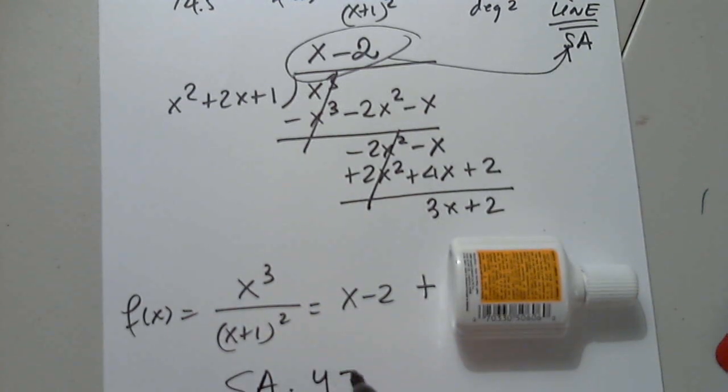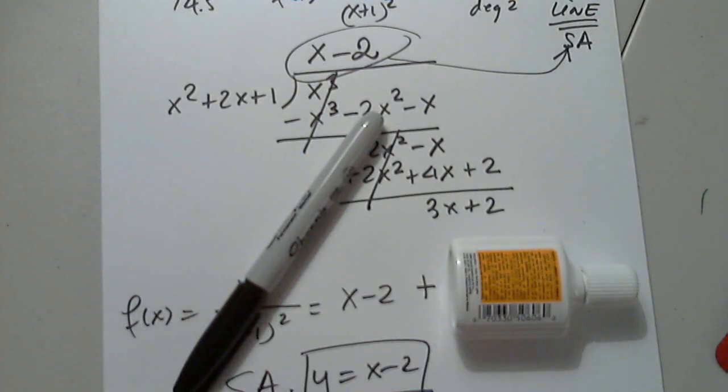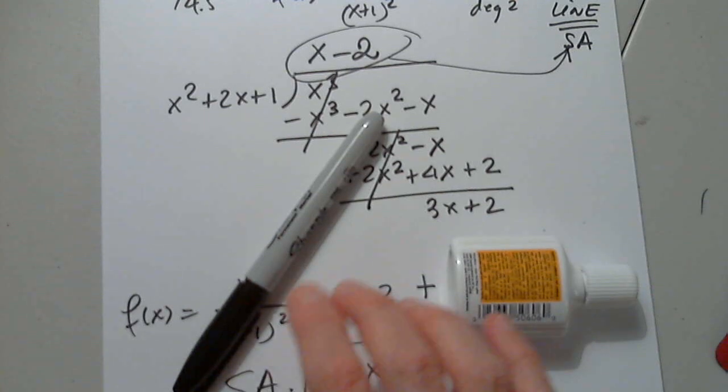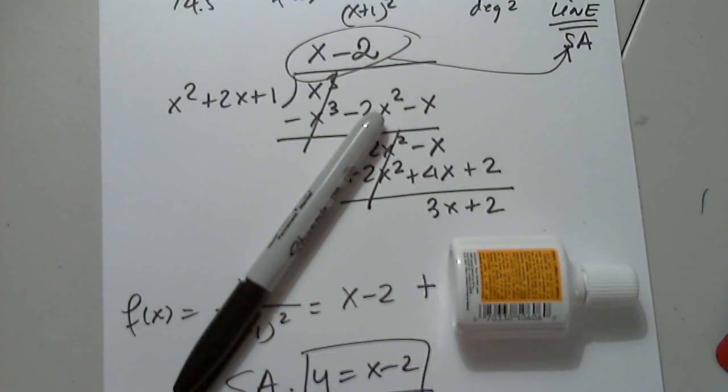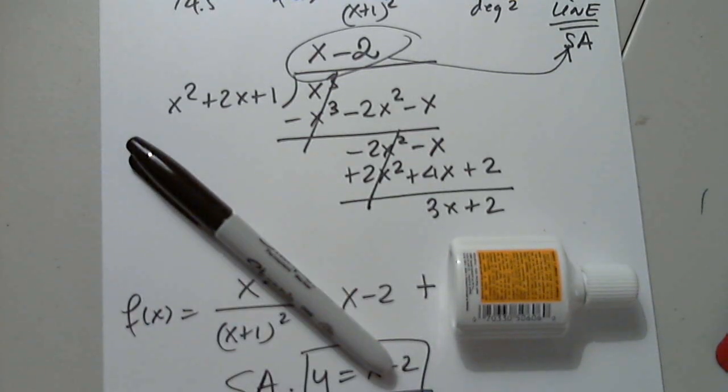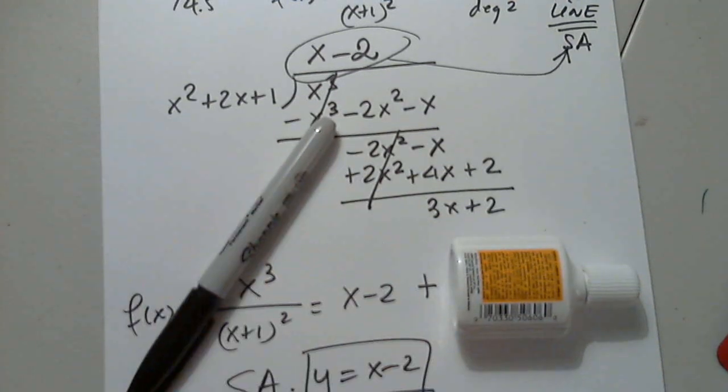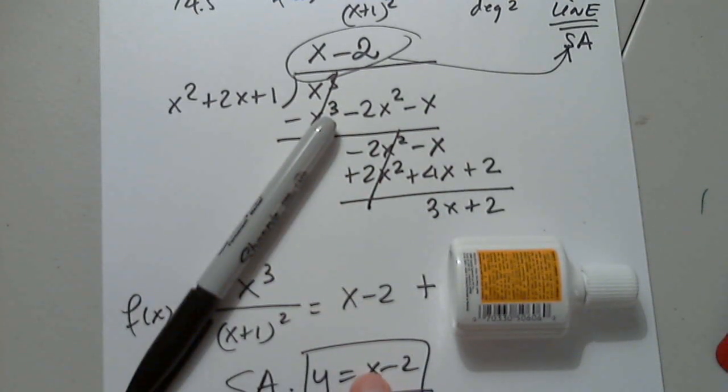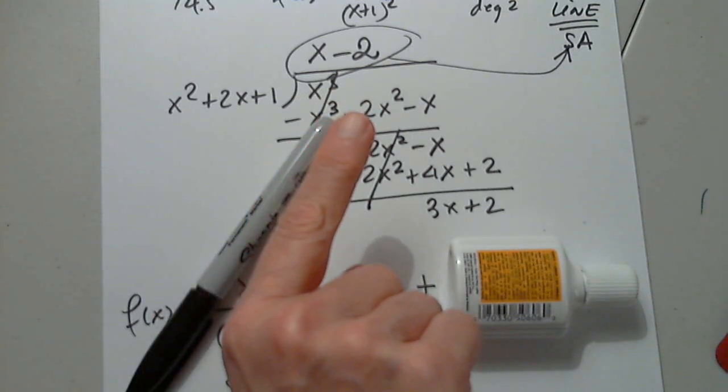Slant asymptote y equals x minus 2, which means that it looks like this because it has a positive slope. So the whole function will come from negative infinity and go to positive infinity because it has to follow the slant asymptote. If the leading coefficient were negative, then I would have said it's coming from positive infinity going to negative infinity. But no, the leading coefficient is positive, so it's going this way.